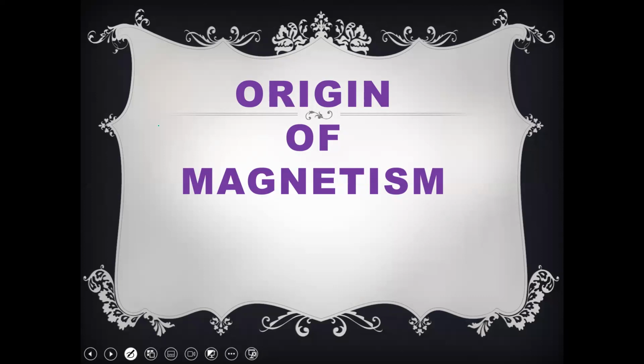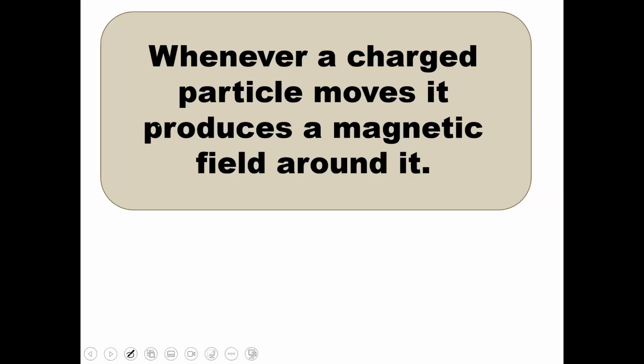Now, we have to discuss how magnetism actually originates. The concept is that when a charged particle moves, it produces a magnetic field. This was one of the mysterious concepts in physics in its time, that whenever a charged particle moves, it develops an energy field, and this is the magnetic field.